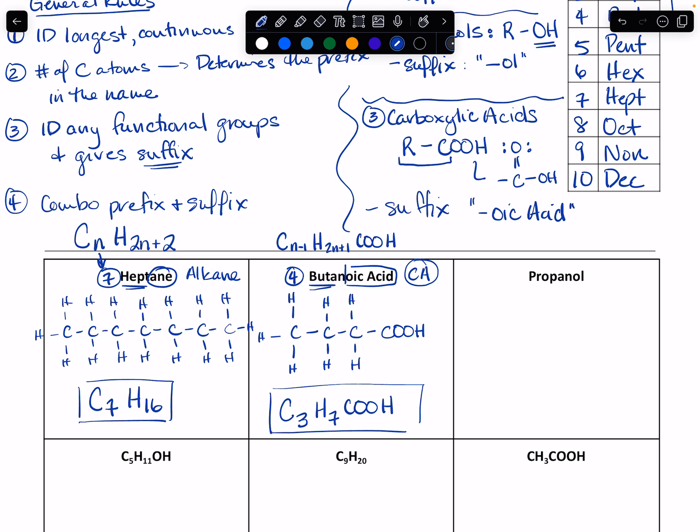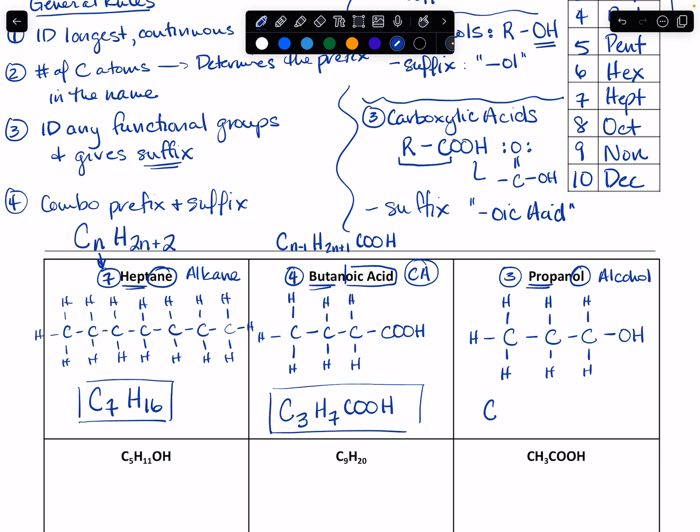So C3H7COOH. All right. Next, we have propanol. That OL tells me alcohol. And that prop piece tells me 3 carbons. All right. So I'm going to have 1, 2, 3, and then my functional group, OH. Then I'm going to put hydrogens in to give everybody the 4 bonds they like to have. And by they, I mean carbon. And you can see that this OH group is acting as the 4th bond for my end carbon.